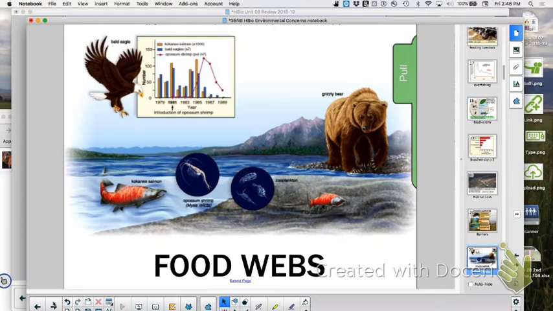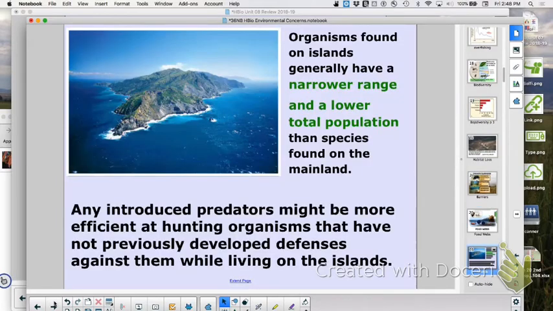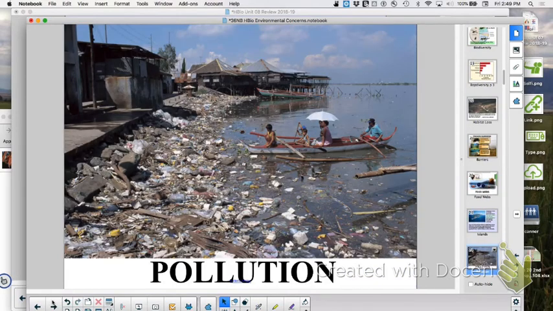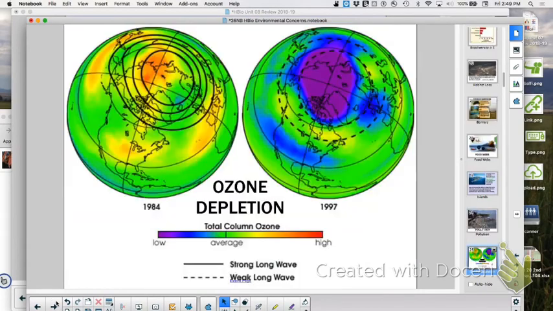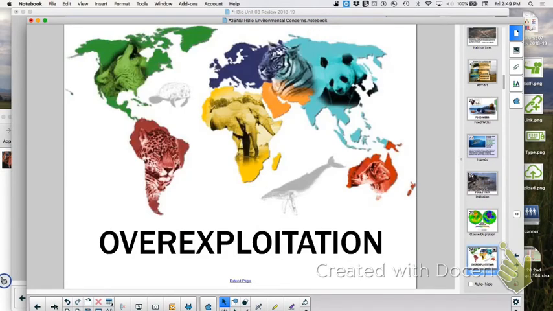Remember Operation Cat Drop? Yeah, Operation Cat Drop, right. We talked about how islands are especially susceptible, and we looked at examples with birds and how native birds are getting decimated. Do you remember what was moved in? Mongooses, right? And they were brought in to get rid of the rats, but they ended up killing off the native birds. Okay, pollution is a contributor, and we looked at different forms of pollution.